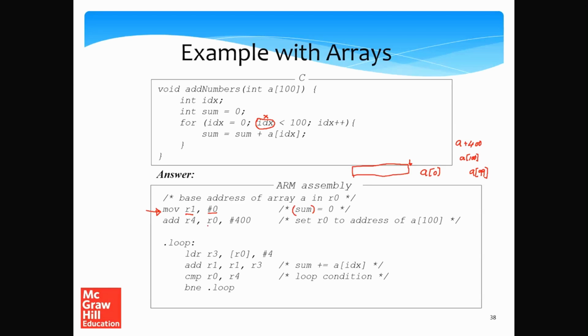So let's do that. Let's take the value of the base address R0 and add 400 to it. Essentially we're setting R0 to the address of A100, and we save this in R4.